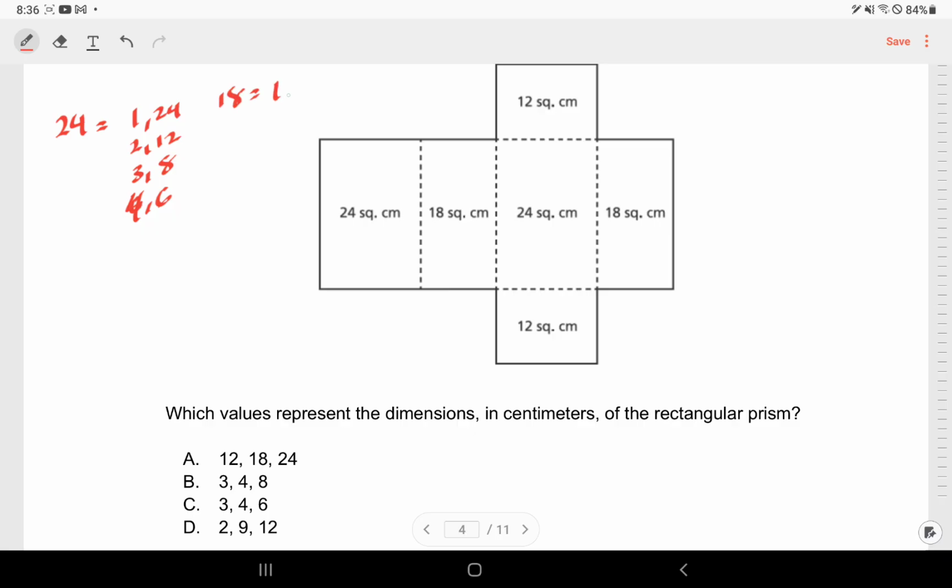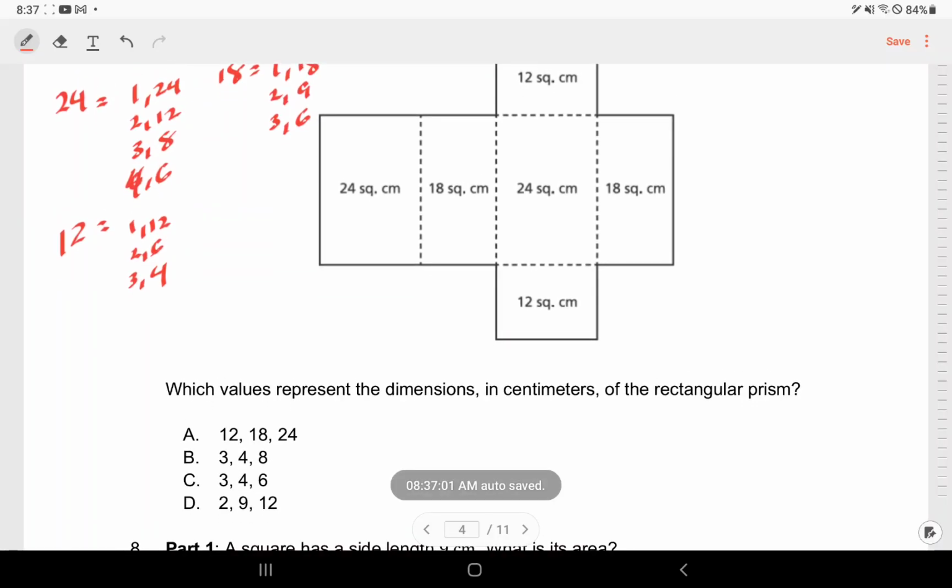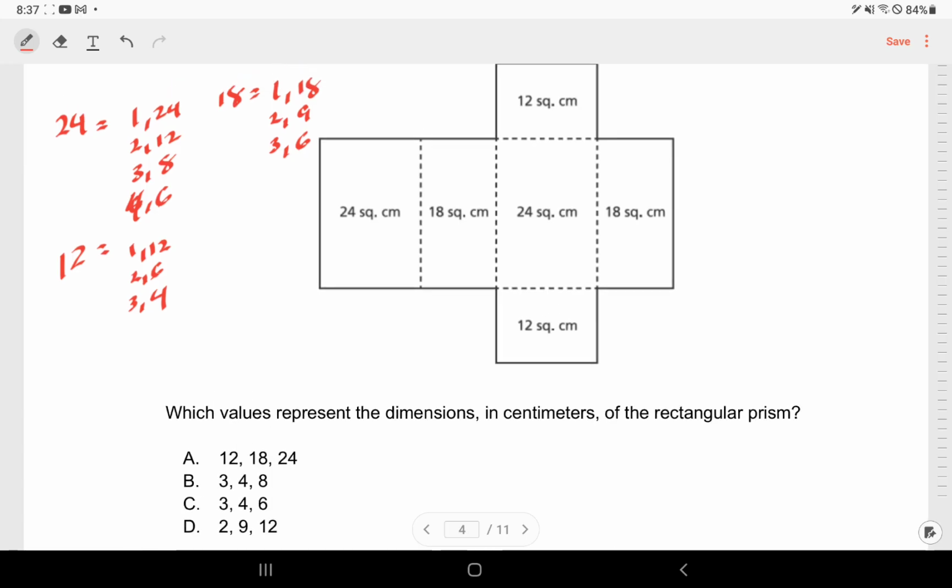Then we've got 18. That's 1 and 18, 2 and 9, 3 and 6. And then 12: 1 and 12, 2 and 6, 3 and 4. And so now we're looking for what numbers we can multiply to get all of these numbers.